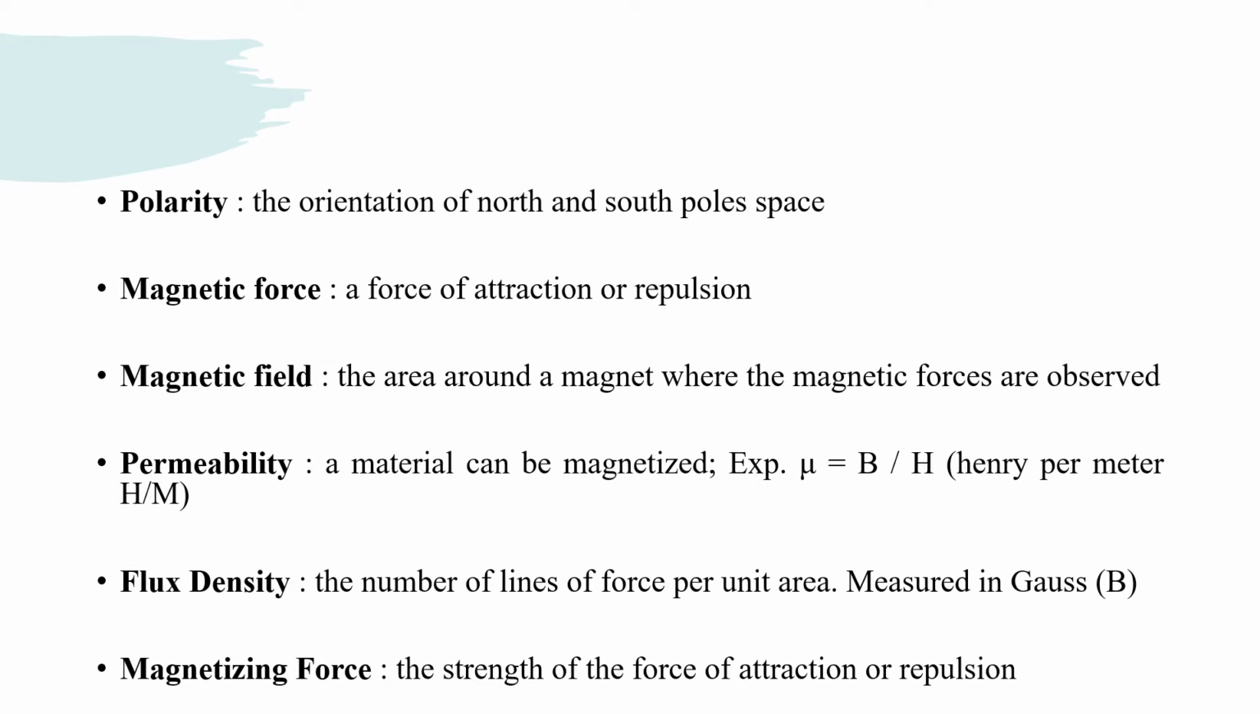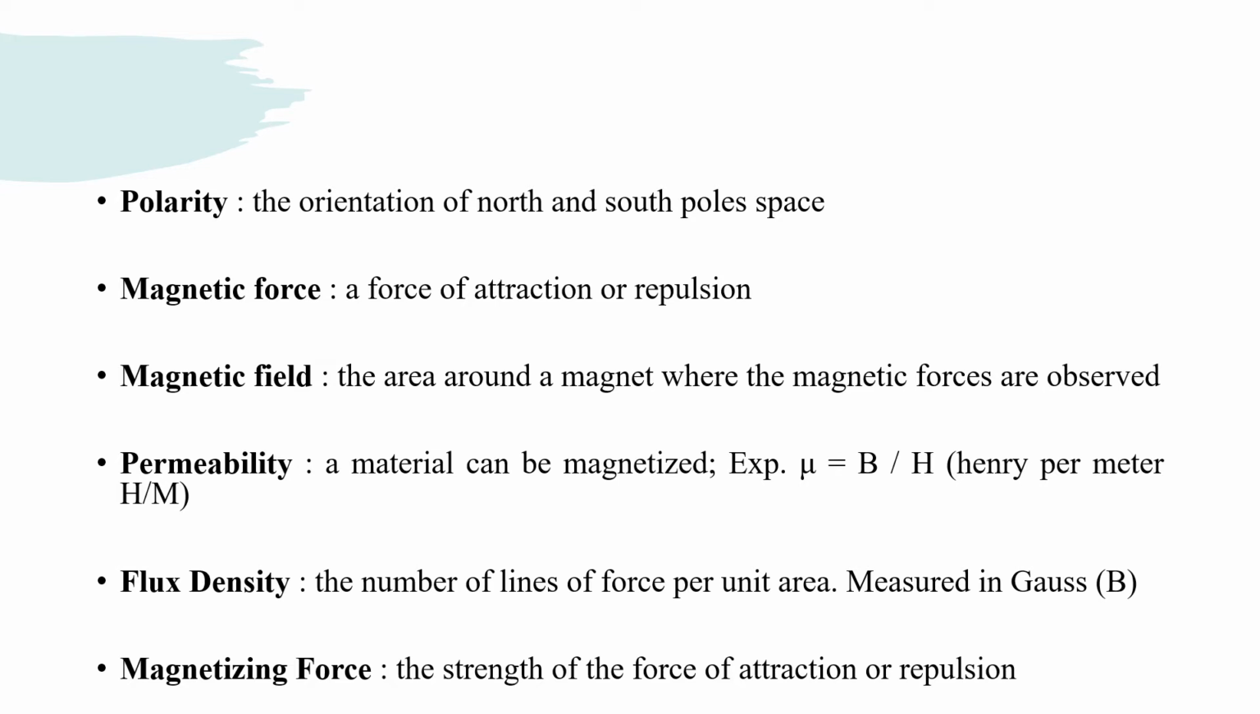Permeability. Permeability is the ability of a material to be magnetized. It can be expressed by mu equals B by H, where mu means permeability, B stands for flux density, and H stands for the magnetizing force, the magnetic force.